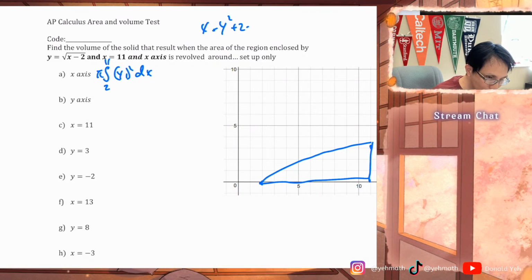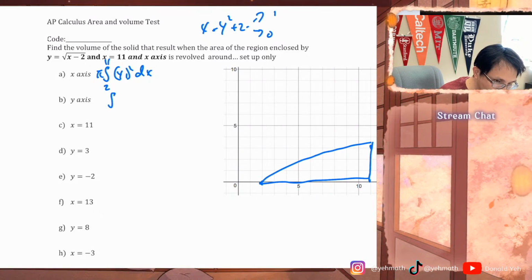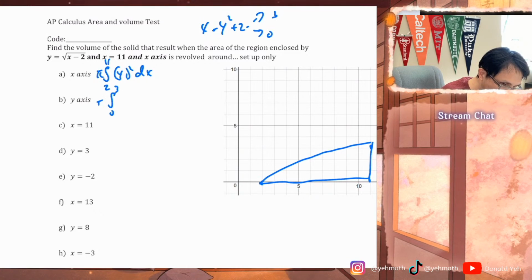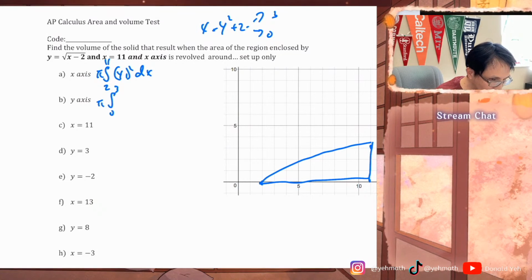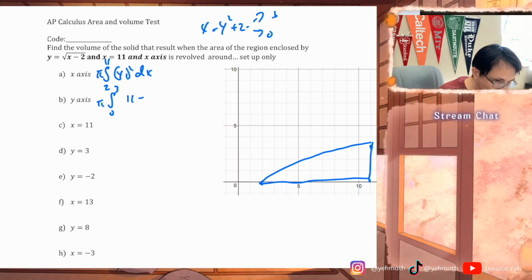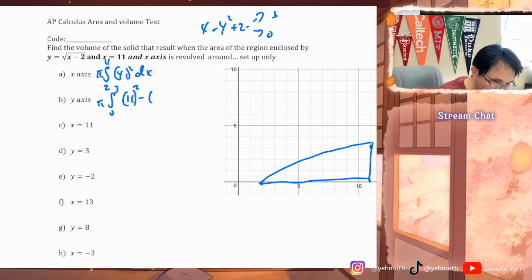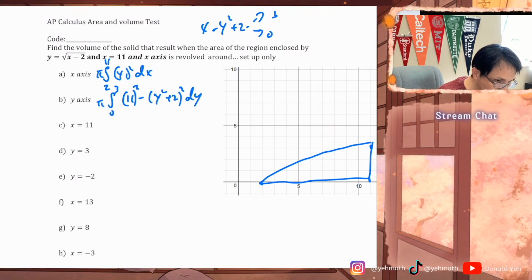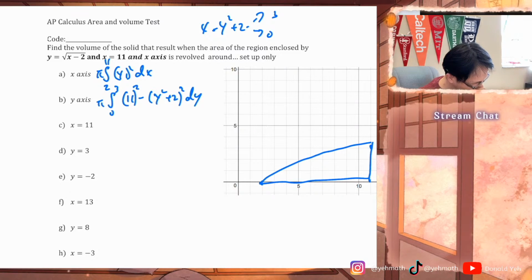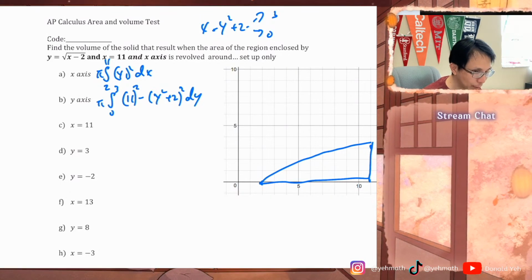So here it is top minus bottom. In this case, it's top. Now the boundary I can write down is between 0 and 3, so 0 to 3, always pi. The way you set it up is top minus bottom, so it's going to be 11 squared minus the function squared, so y squared plus 2 squared dy. Am I missing anything? No, it's good.